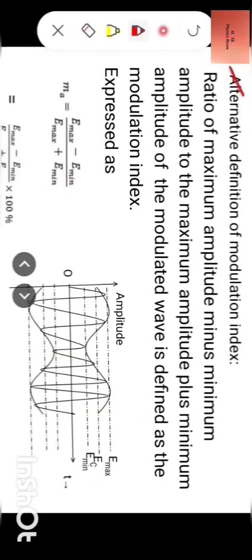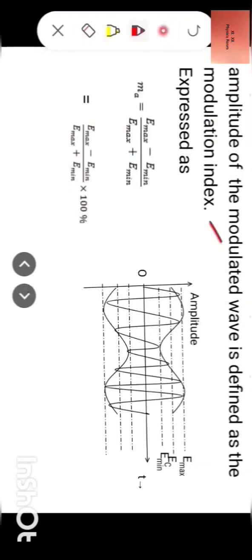Alternative definition of modulation index: ratio of maximum amplitude minus minimum amplitude to the maximum amplitude plus minimum amplitude of the modulated wave is defined as modulation index. Mathematically expressed as Ma is equal to Emax minus Emin divided by Emax plus Emin, or we can write Ma is equal to Emax minus Emin divided by Emax plus Emin into 100%.